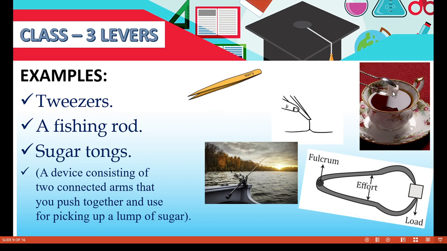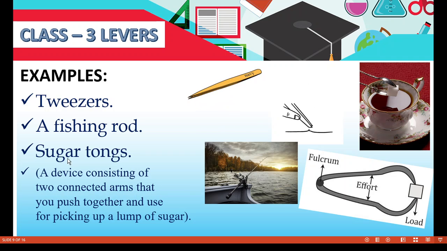What is this? This is nothing but a sugar tongs. So this picture is shown here. A block of sugar is here. So in foreign countries they used to add sugar as a solid, rigid particle, or you can call it a sugar block. Okay, so this is nothing but the sugar tongs.